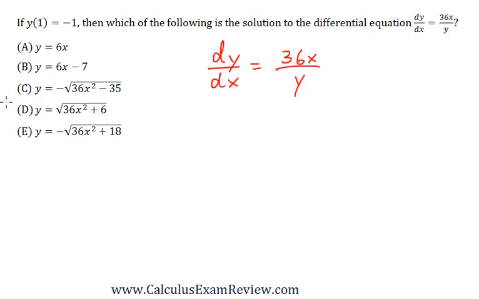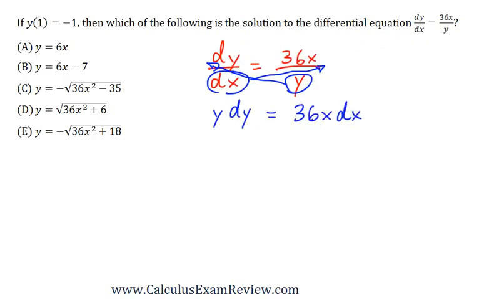So let's find the solution to this differential equation. And I'll get started by cross multiplying here. The y goes over here and the dx goes over there. So I get y times dy, or y dy equals 36x dx.